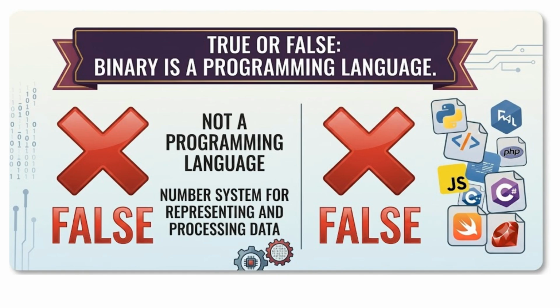Is binary a programming language? The answer is false. Binary is not a programming language. It is a number system that computers use to represent and process data. Programming languages such as Python, Java, C# and JavaScript are written by programmers. These programs are then translated into binary so that computers can understand and execute them. So remember, binary is the language of computers, but it is not a programming language.